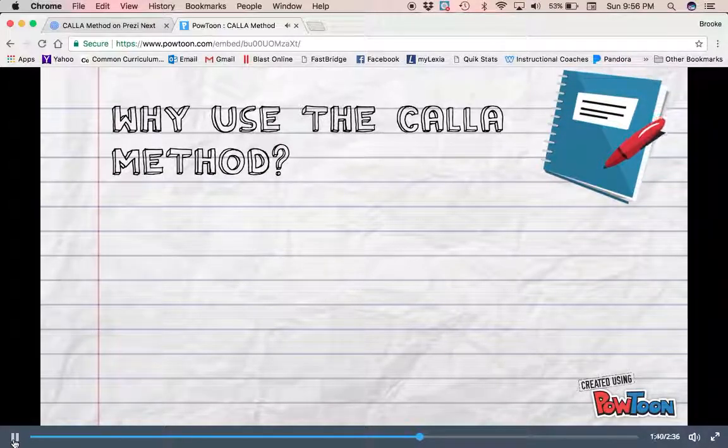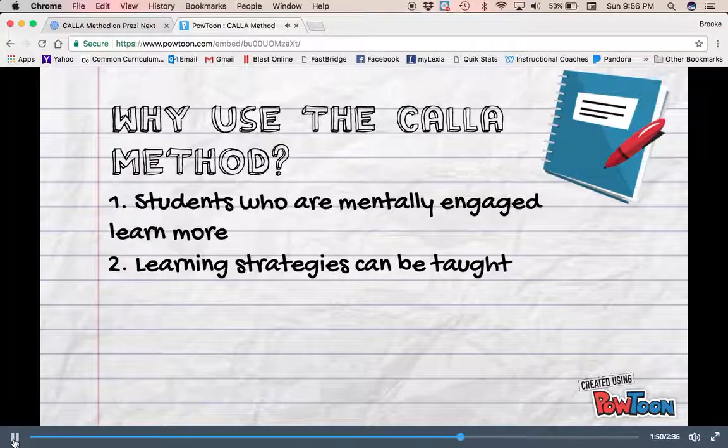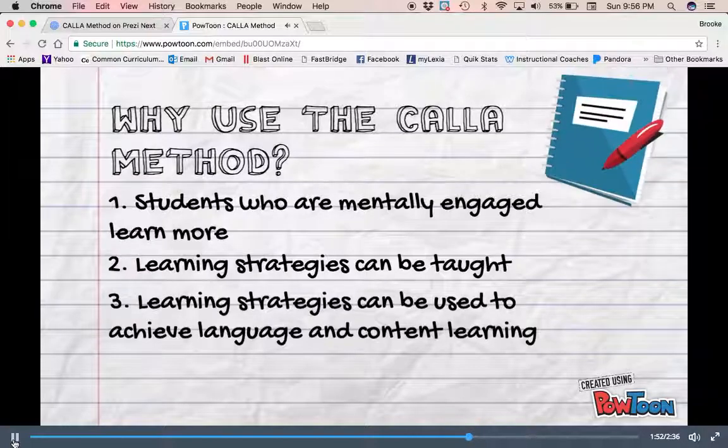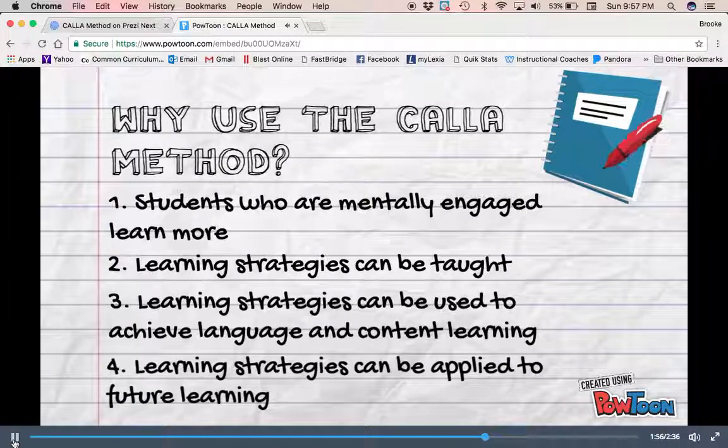These are the 4 foundational beliefs of the Calla method. Students who are mentally engaged learn more. Learning strategies can be taught. Learning strategies can be used to achieve language and content learning. Learning strategies can be applied to future learning.